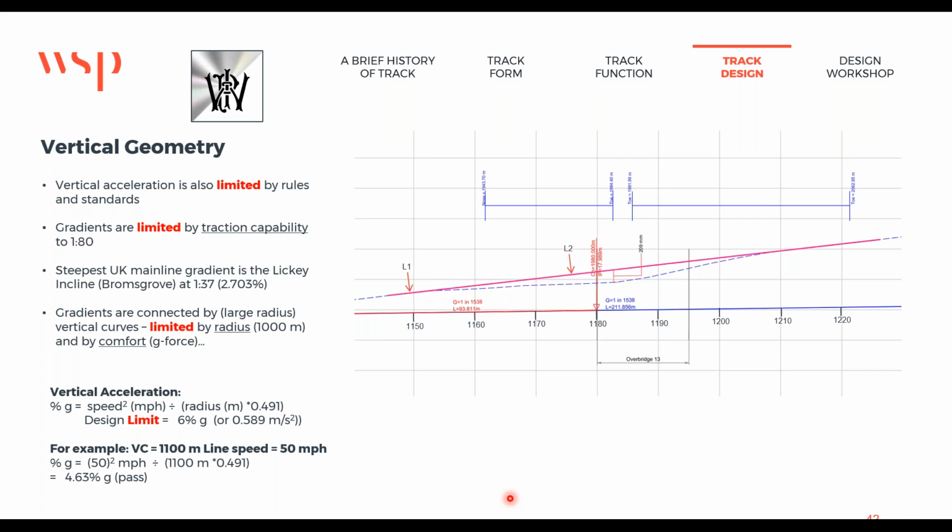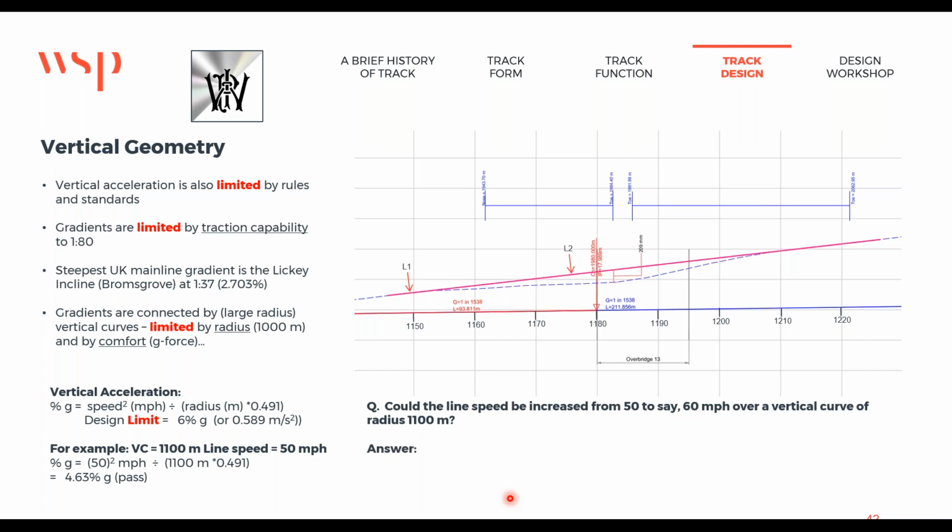So an example of that, a vertical curve is 1,100 meters, line speed of 50, percent G is 50 squared, divided by 1,100 times 0.491, and the answer is 4.63% G. And that's a pass. It's within the design limit. Anything less than 6% G is a pass. Here's a question. Could the line speed in that example be increased from 50 to say 60 over that vertical curve radius of 1,100 meters? So can you get 60 mile an hour out of that?